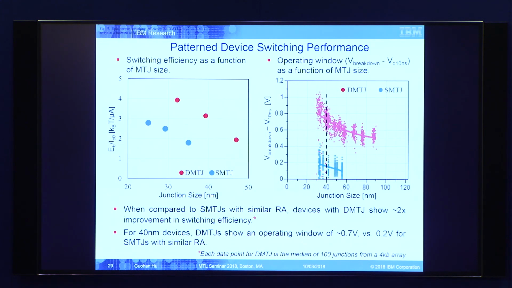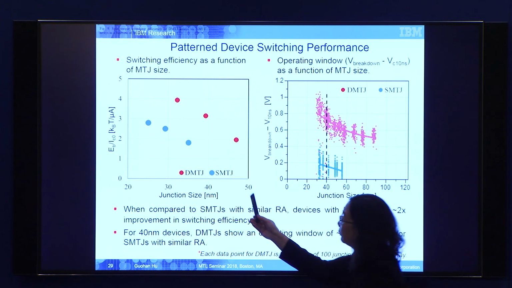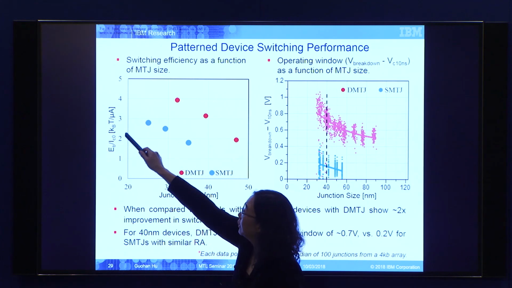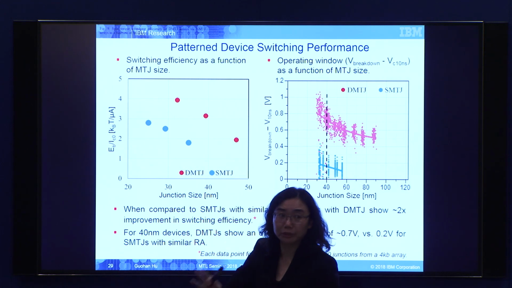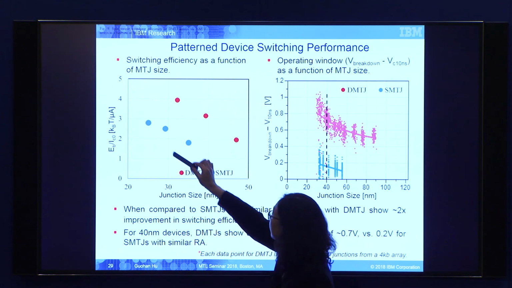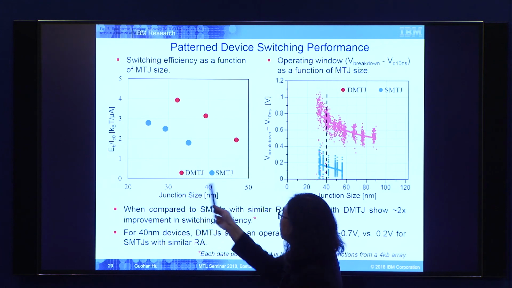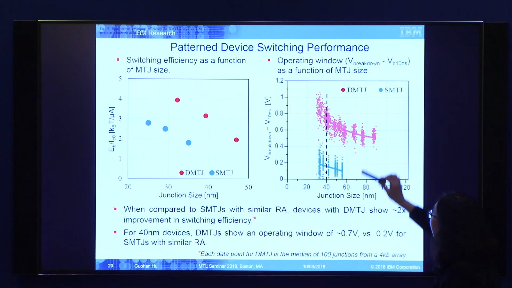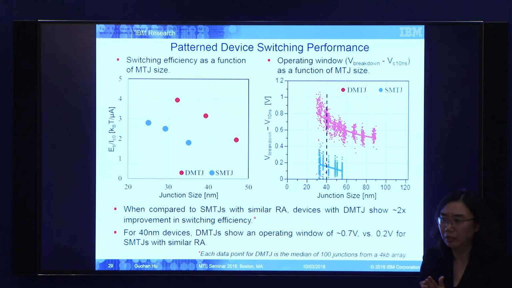And here are some of the results. This is the device diameter versus the efficiency I was talking about earlier. Basically it means for every kT, how many microamps you have to put in to switch your device. Over the size range we studied, which is the size range we are interested in, 35-ish, you can see there is roughly a factor of 2 improvement as expected. There is also some advantage in terms of what we call the operating window: the voltage you need to write your device versus when it breaks down. You want them to be further apart. So this also shows there is some advantage.